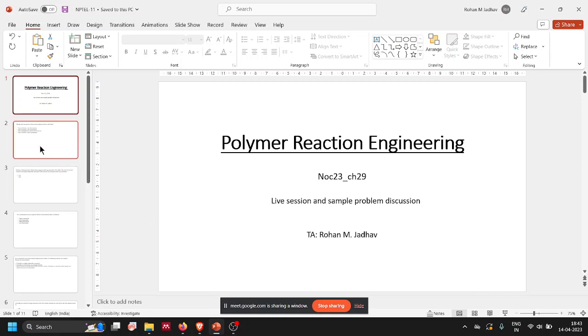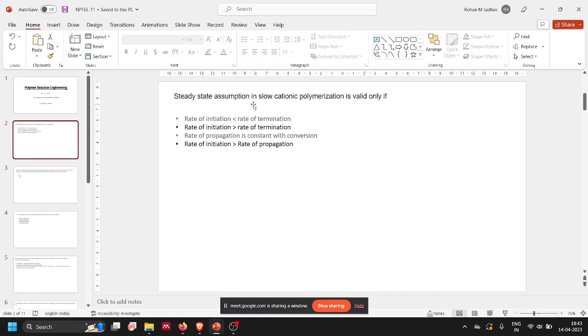Starting from the first question: the steady state assumption in slow cationic polymerization is only valid if the rate of initiation is less than the rate of termination, initiation is greater than termination, initiation is greater than propagation, or the rate of propagation is constant with the conversion.